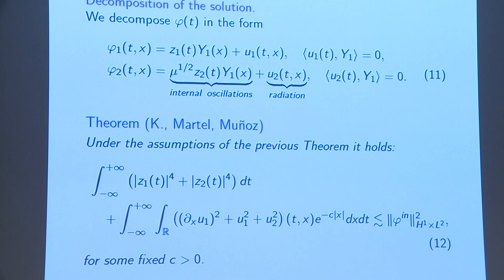Under the assumptions of the previous theorem, you have the following estimate. The z1, z2 to the power 4 integrated in time, which is a kind of local energy or weighted energy norm of the radiation part integrated in time, is bounded by the initial data. You can see this as a weak form of asymptotic stability. In fact, the previous result follows from this by an additional argument, which is, I think, not very difficult. This is basically the important result.